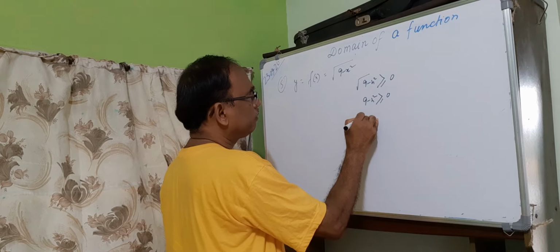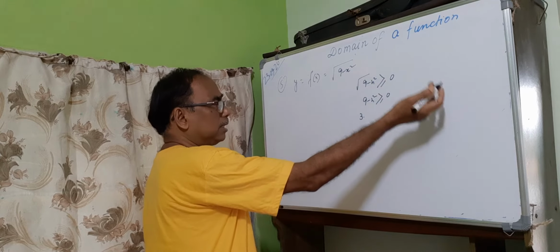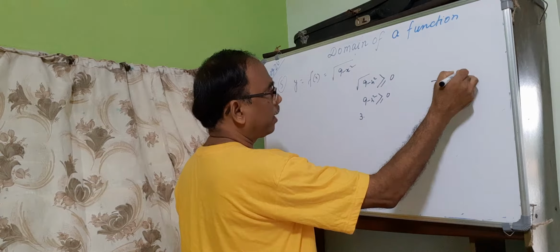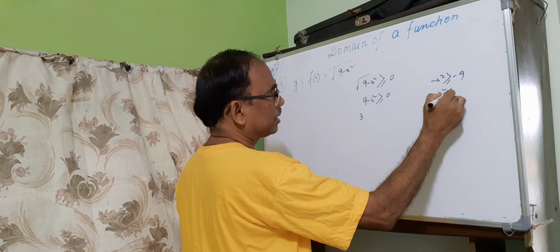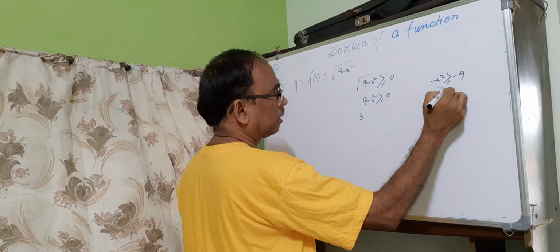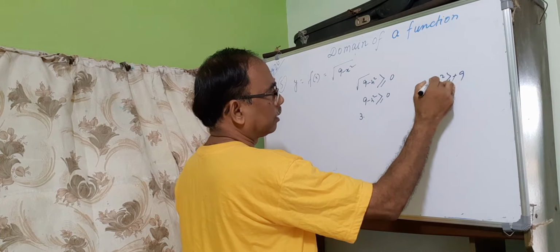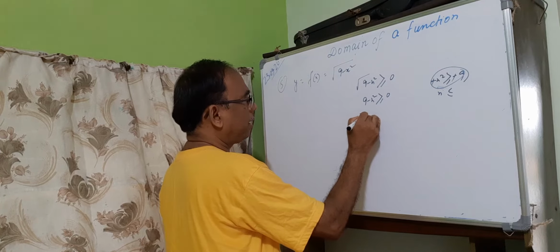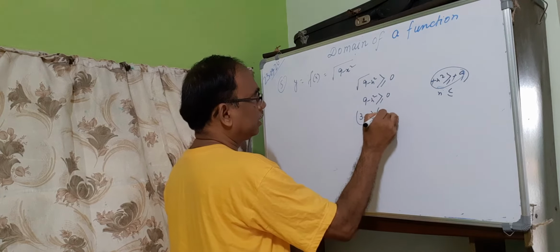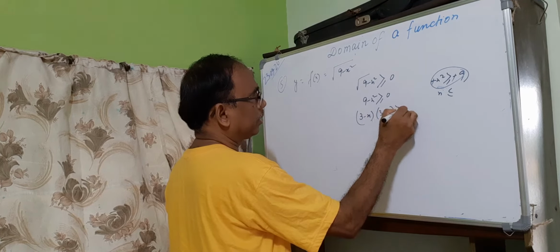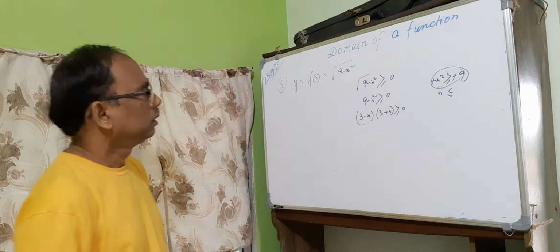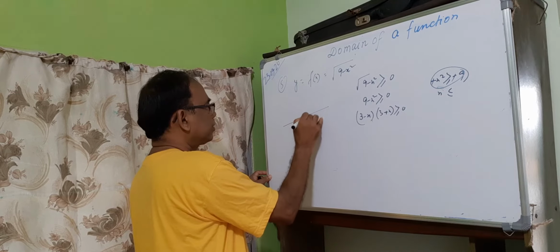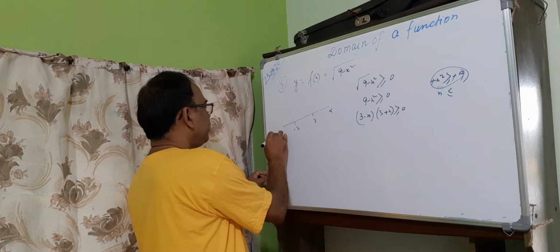Here, if we take it as minus x square greater than or equal to minus 9, then x square less than or equal to 9, and you can't cancel the square. Then you have to break it: (3 minus x)(3 plus x) should be greater than or equal to 0. Now you have to check it on the number line: minus 3, 3, infinity.